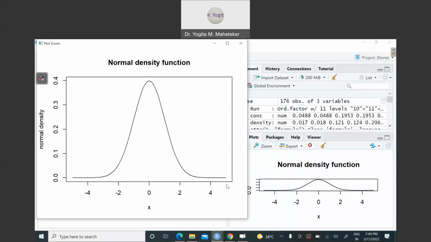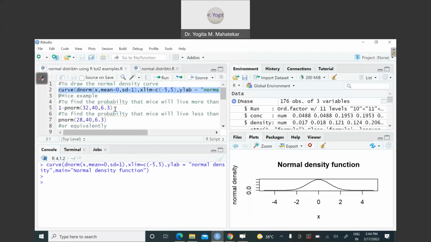From -5 to 5 it is going to appear because we have given x limits from -5 to 5. It will take its maximum at the mean 0. We have given the mean value equal to 0 and the standard deviation is assumed to be equal to 1. "Normal density" is the labeling of the y-axis that is appearing along the y-axis. At most, your probabilities are going slightly below 0.4. So this is how we can plot the corresponding density function.